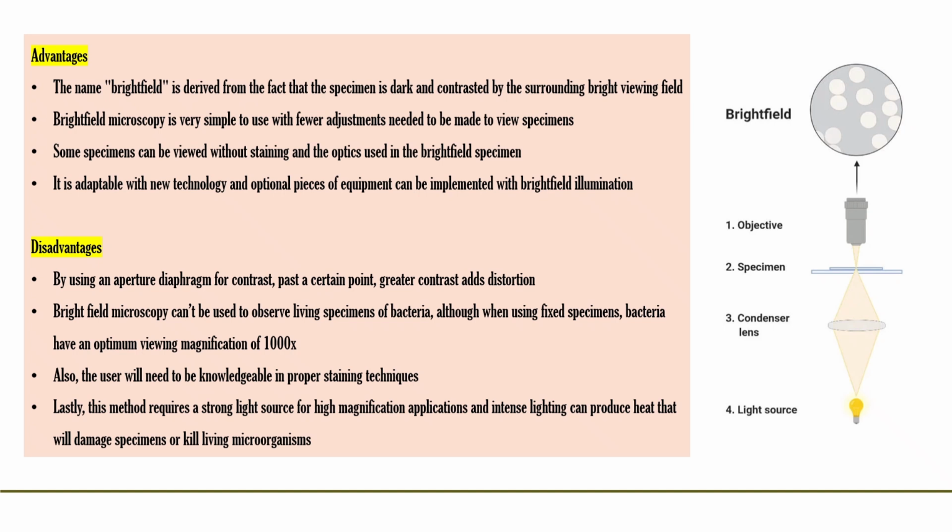Bright field microscopy can't be used to observe living specimens of bacteria, although when using fixed specimens, bacteria have an optimum viewing magnification of 1000x. Bright field microscopy has very low contrast, and most cells absolutely have to be stained to be seen. Staining may introduce extraneous details into the specimen that should not be present. Also, the user will need to be knowledgeable in proper staining techniques. Lastly, this method requires a strong light source for high magnification applications, and intense lighting can produce heat that will damage specimens or kill living microorganisms.